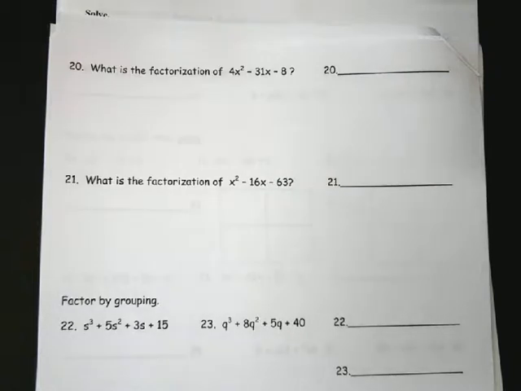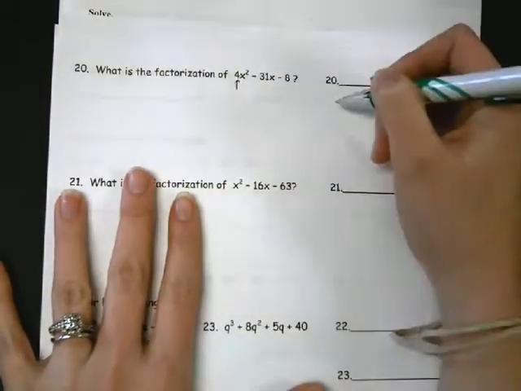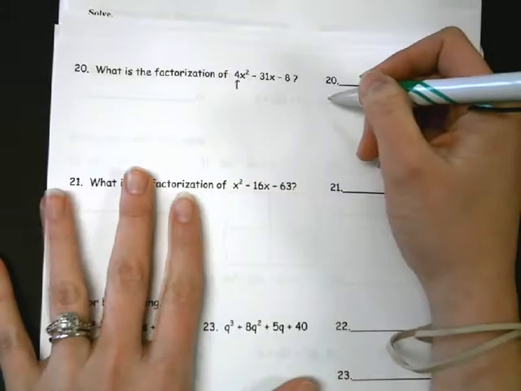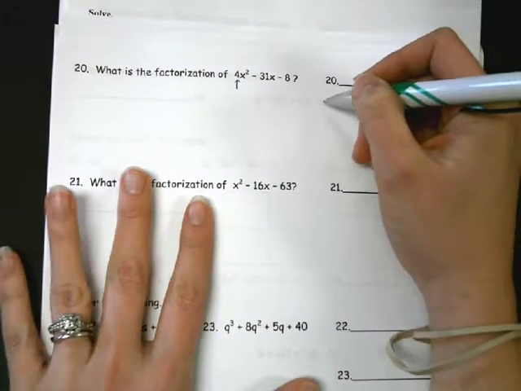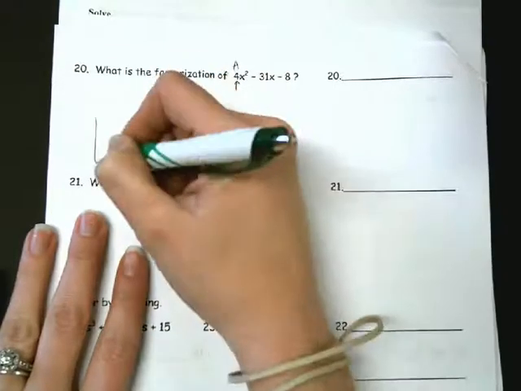Alright, you guys, so page 4 review video. Number 20 is kind of a little complicated, but I know you can do it. The first thing I noticed is I've got a number greater than 1 in front of that x squared. So if a is greater than 1, then you have to use the table in order to factor.